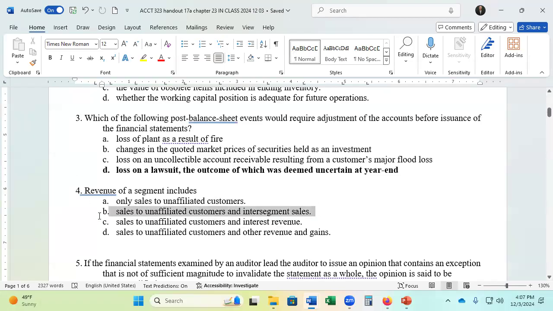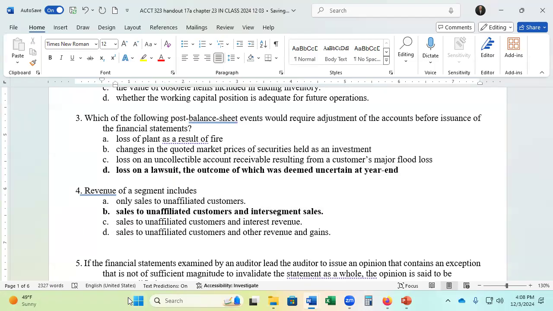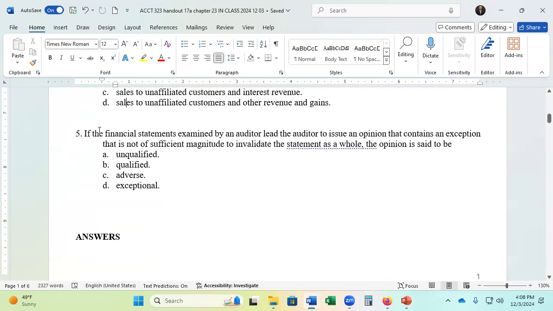Revenue of a segment includes sales to unaffiliated customers and inter-segment sales. Now, I got this one wrong when I was doing it because I thought they eliminated inter-segment sales. Because when you have inter-segment sales, you have to eliminate it from your consolidated financial statements. And so this one's a little wonky, but they made note in the chapter that you don't necessarily have to follow GAAP for your reporting of your segments, but you do have to follow GAAP for your financial statements. So you have some leeway in reporting revenue for the subsidiaries.